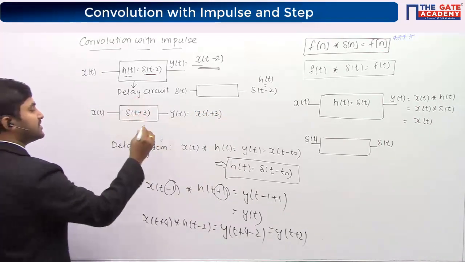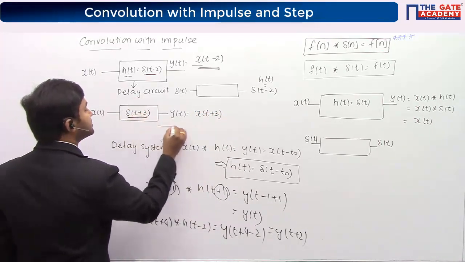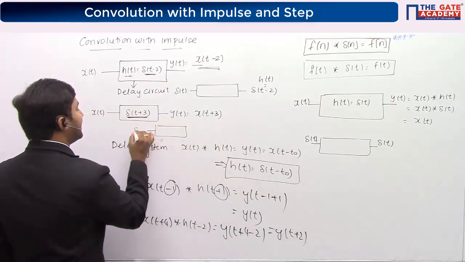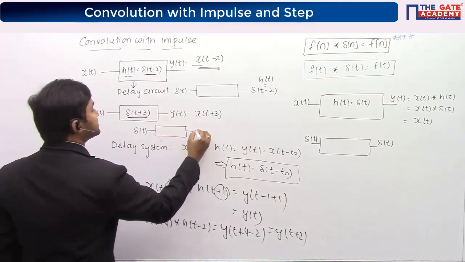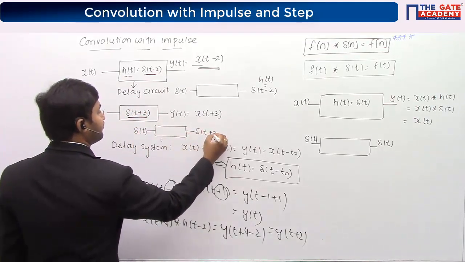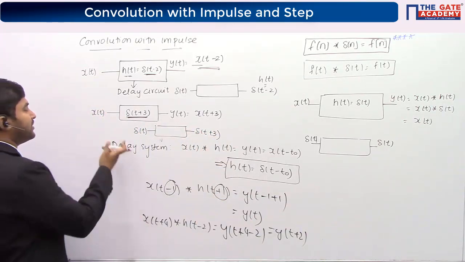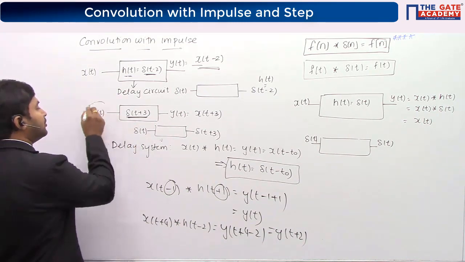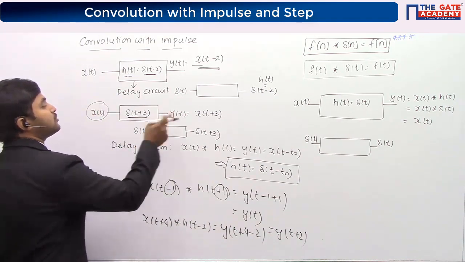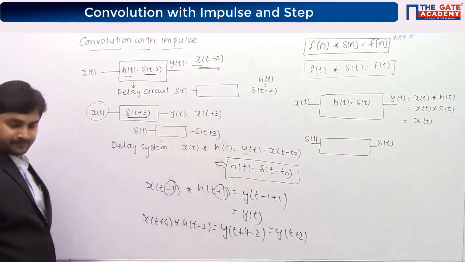Because what is the meaning of this? The meaning of the impulse response given here is that if you apply del of t as an input, the response of the system is del of t plus 3. Then what is going to happen to your input? If you are applying x of t, you will be getting x of t plus 3.